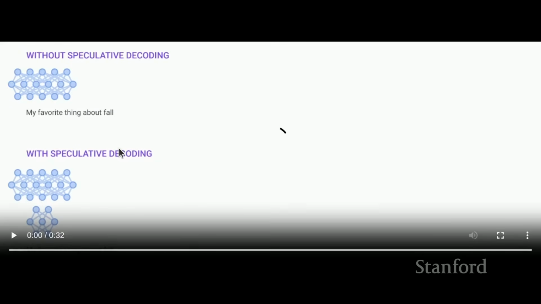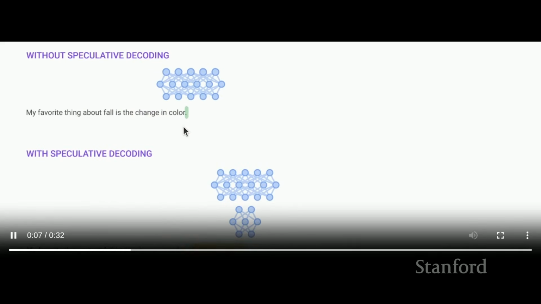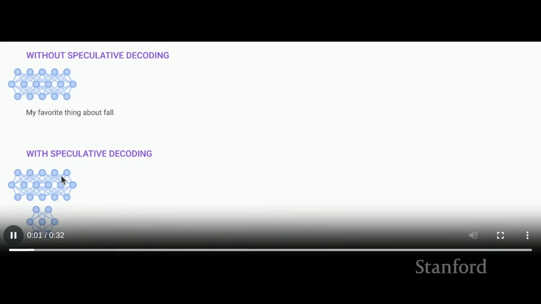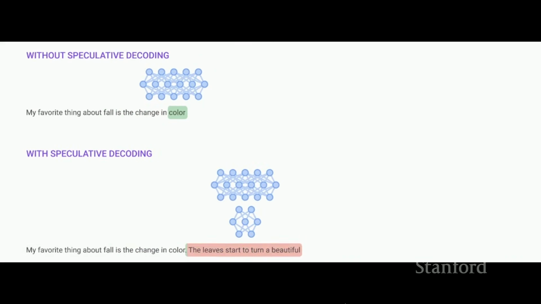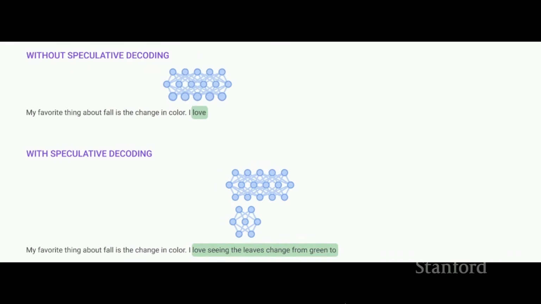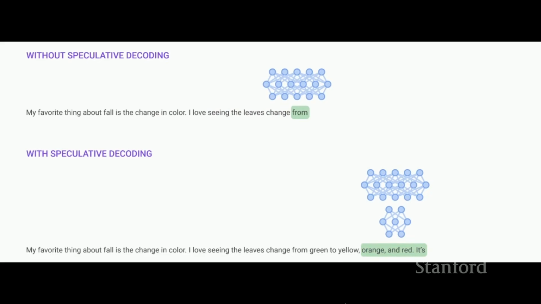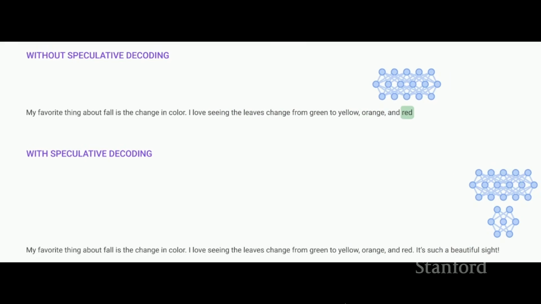Okay, so here's the video that shows how things work. If you use a big model token by token, it's going to be pretty slow. But if you are doing speculative decoding, you can see the small model generating a bunch of tokens, and then the large model critiquing them, and so you get this burst of tokens, and then maybe another burst of tokens, and so on and so forth.